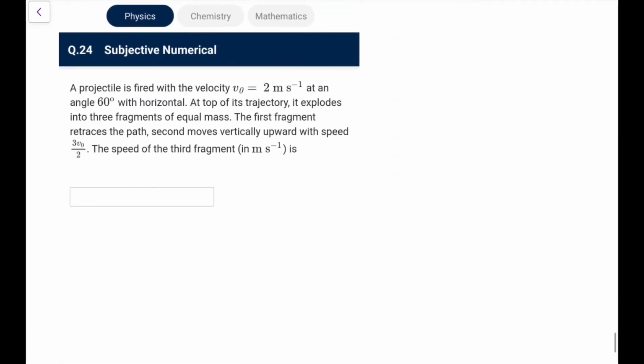Next, a projectile is fired with a speed of 2 at an angle 60. At top it explodes into 3 fragments of same mass. First retraces its path, second moves vertically upward with speed 3 v naught by 2. What is the speed of the third one?